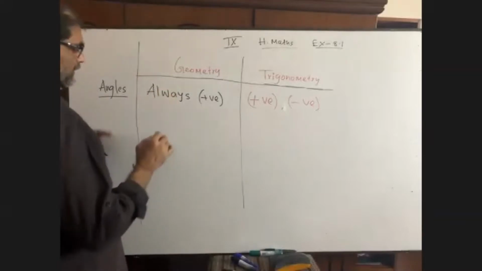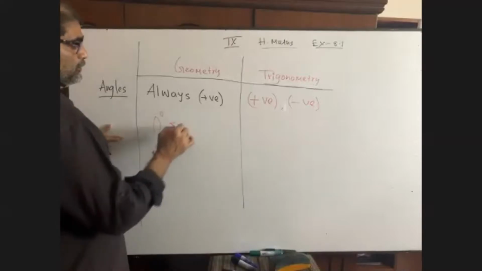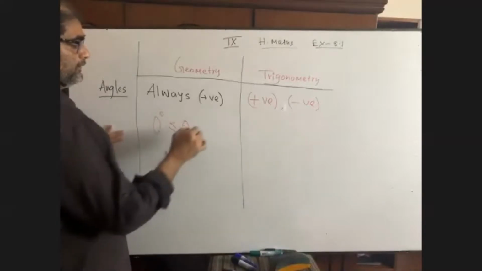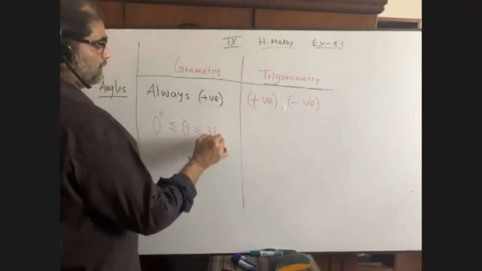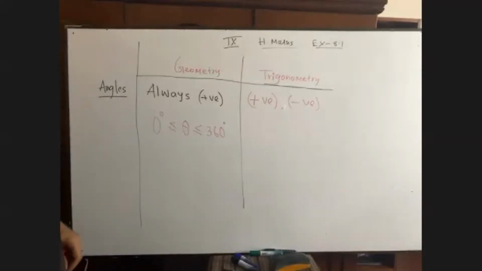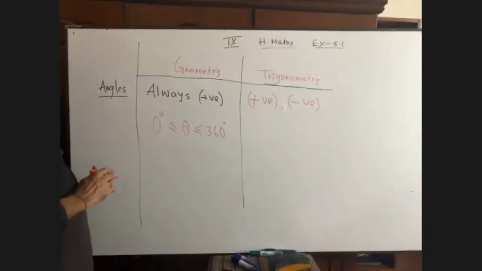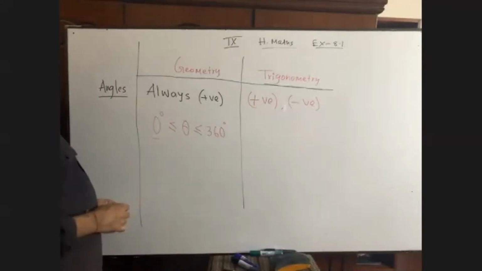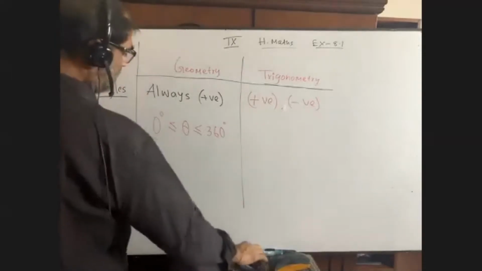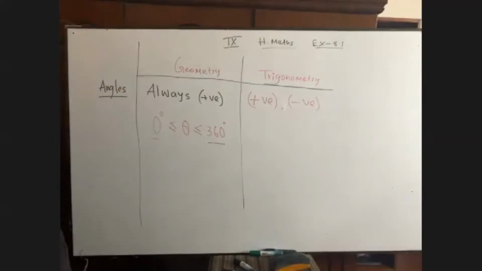Range in geometry: angles 0 degree less than or equal to theta, theta is an angle, less than or equal to 360 degree. What is meant by this? In geometry, theta has two limits. The lowest angle is 0 degree, and the highest angle is 360 degree.